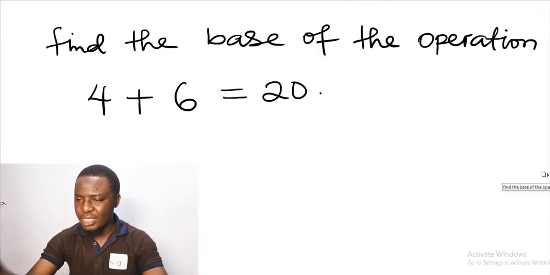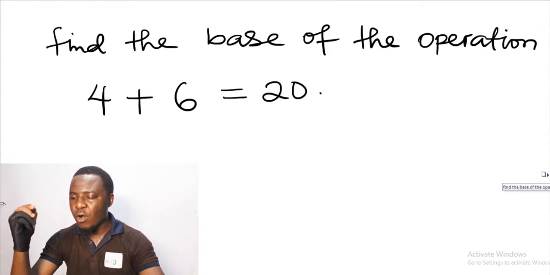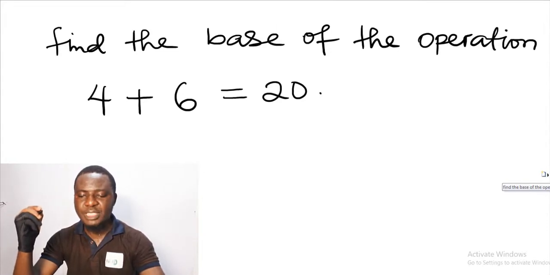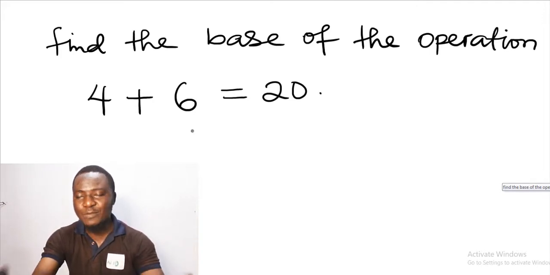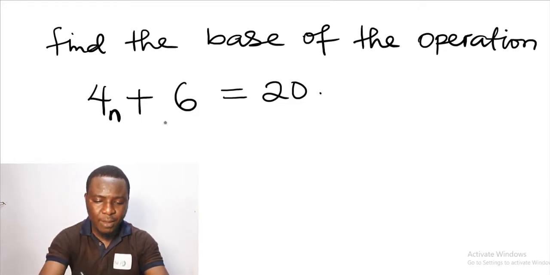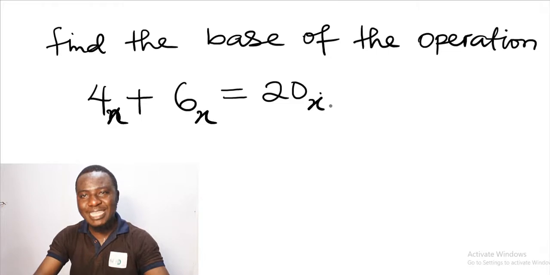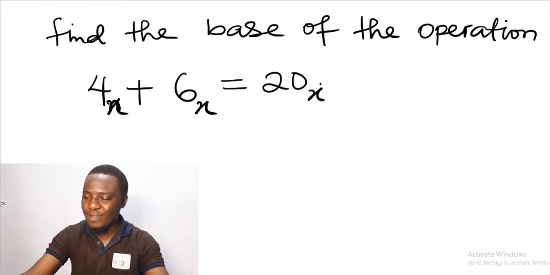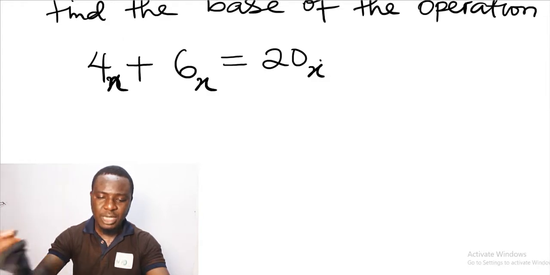Let's look at another interesting question. We should find the base of the operation 4 plus 6 is equal to 20. In what base will you add 4 plus 6 to give you 20? We don't know. So I'll say let the base be x, or n, whichever the case may be. Then I'll convert it to base 10 and solve to get the value of x. That will give me the base in which such an operation can be carried out.